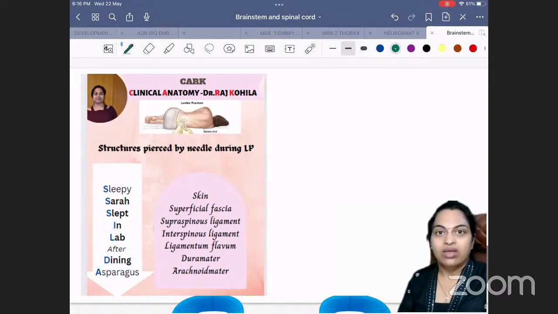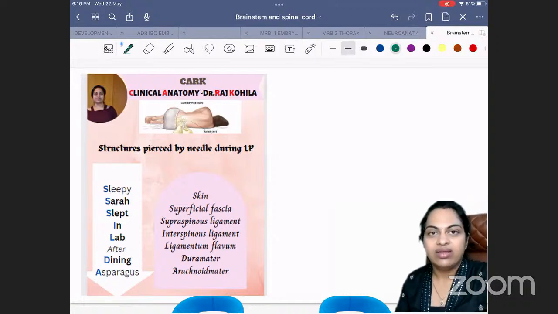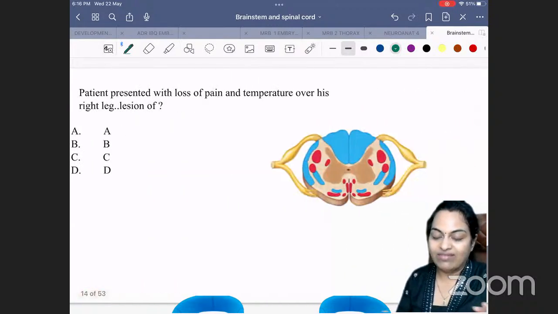Easy? Okay. You might have an OSPE chart, right, with lumbar puncture. Yes, it is very important. The level of lumbar puncture and the structures pierced.